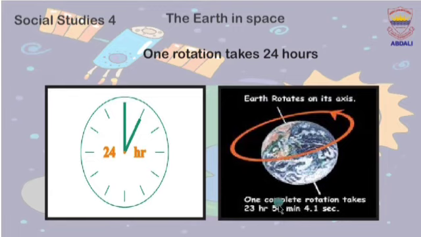Dear students, now it's your turn. Tell me how long it will take to rotate once. One rotation takes 24 hours or one day. For a complete rotation, Earth needs 24 hours or one day.